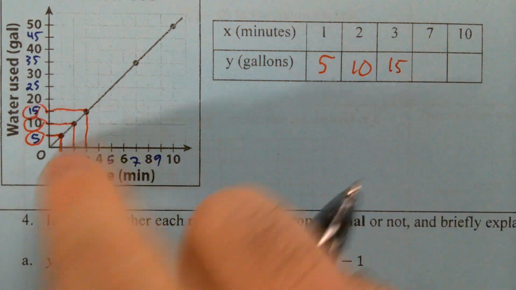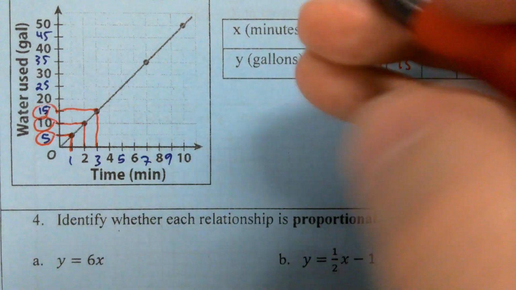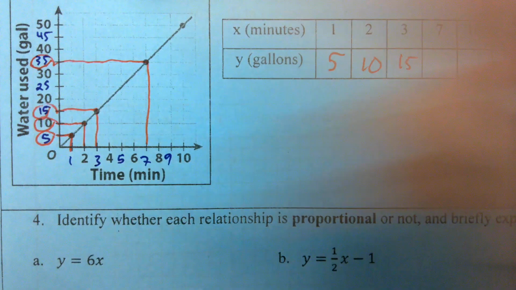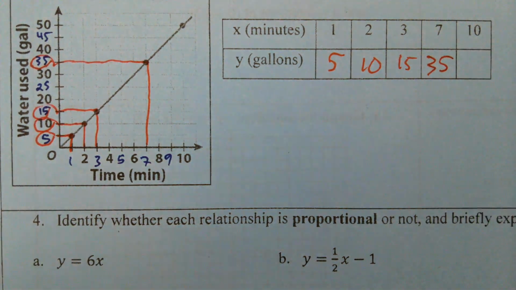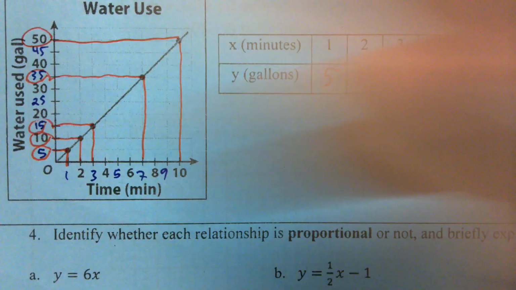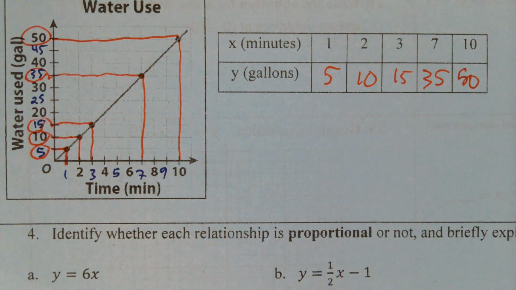And then we make a big jump, right? And someone pointed this out, which was awesome to see. We jump all the way over to 7 minutes, in which 35 gallons are used. Then we make another leap. At 10 minutes, 50 gallons are used. So this table doesn't include each amount of minutes.